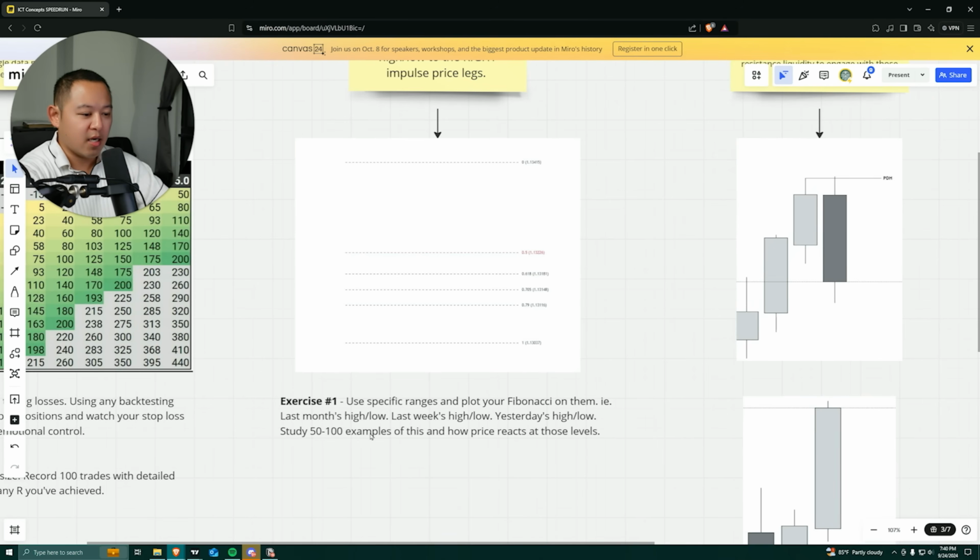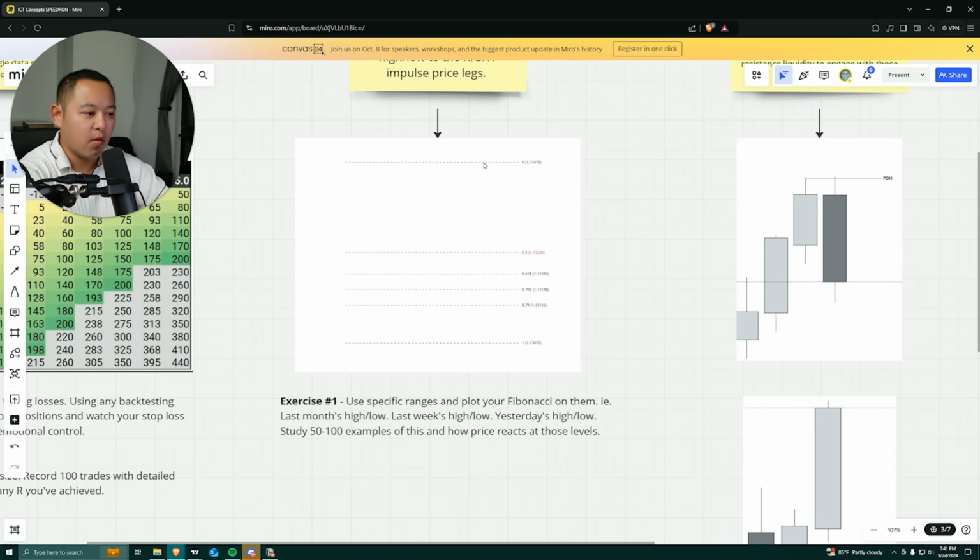But I'm going to make things easier for you guys. So in our exercise, you want to use specific ranges and plot your Fibonacci on them. The easiest way that I can get this point across to you guys, because this is a speed run, right? We're just quickly going through these things, and then it's on you guys to actually do the exercises. So using last month's range, just find the high and the low that was made last month and plot your Fibonacci on there. All right. If it was a bullish month, make sure that the Fibonacci tool is drawn from the low to the high. And if it was a bearish month, make sure it's drawn from the high to the low.